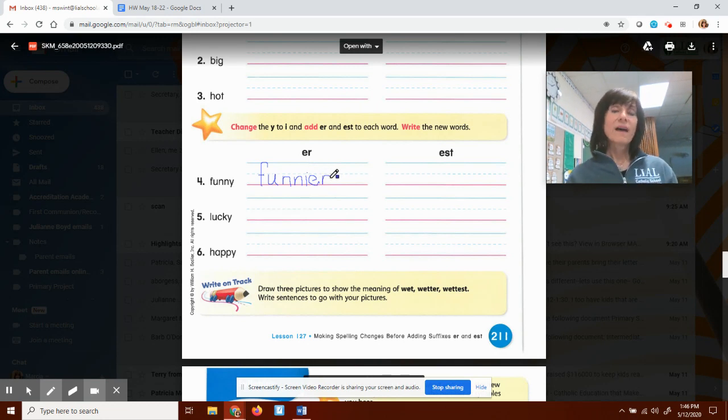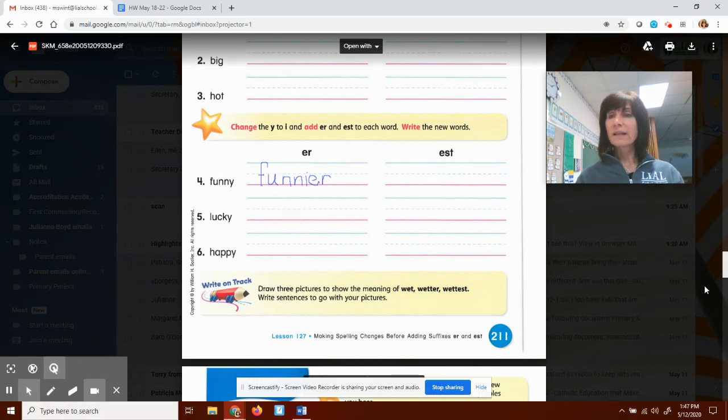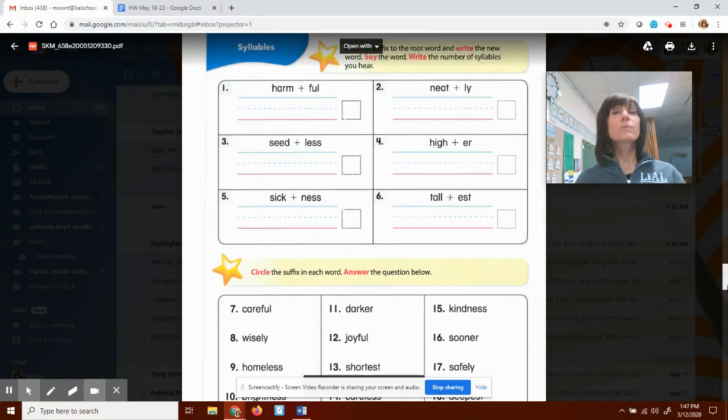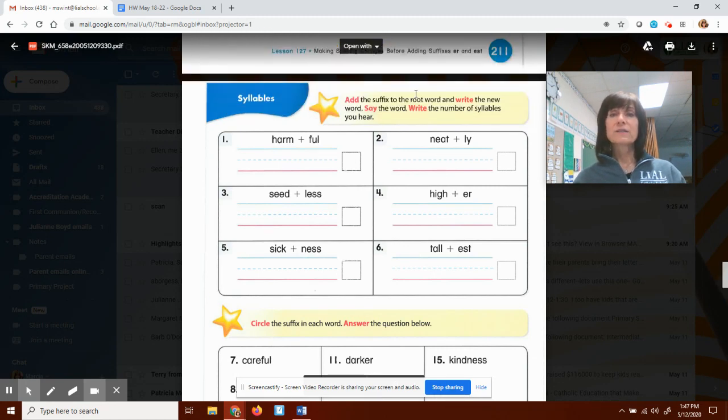Now, if I say, let's say, how about if I picked Colton? Colton is the funniest in the class. Again, I'm going to drop the Y and add I, and then the EST. I'm comparing him to the whole class, which is a lot more than just two people. You'll finish 5 and 6 in the same manner. Let's go ahead and do Thursday's assignment. Thursday's assignment is more with syllables. It says this: add the suffix to the root word.